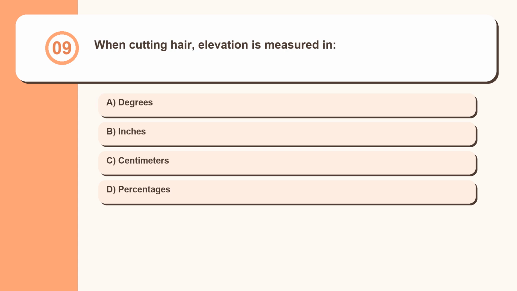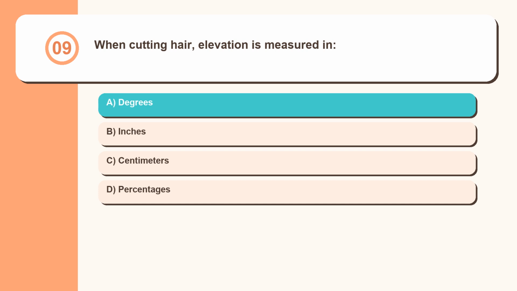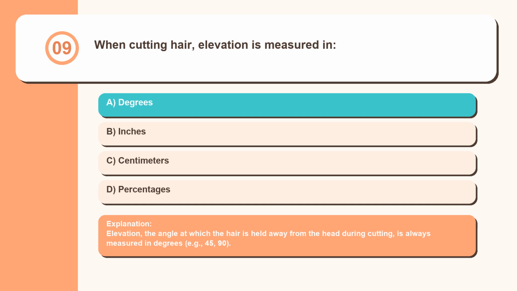Question 9. When cutting hair, elevation is measured in degrees, inches, centimeters, percentages. Elevation, the angle at which the hair is held away from the head during cutting, is always measured in degrees, example 45, 90.